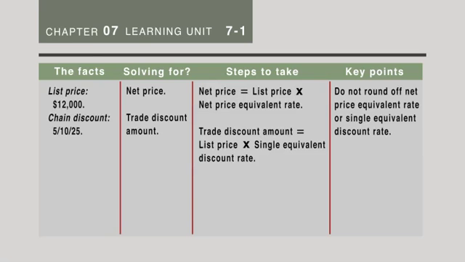So here we go. List price is 12,000, discount 5, 10, 25. We want the net price, we want the trade discount amount. Well, what are the formulas? Net price equals list price times the net price equivalent rate, or what you're paying per dollar. Trade discount is the list price times the single equivalent rate, or what you're saving per dollar. The key here is we do not round off the net price equivalent rate or the single equivalent discount rate. This will all show up in the steps.